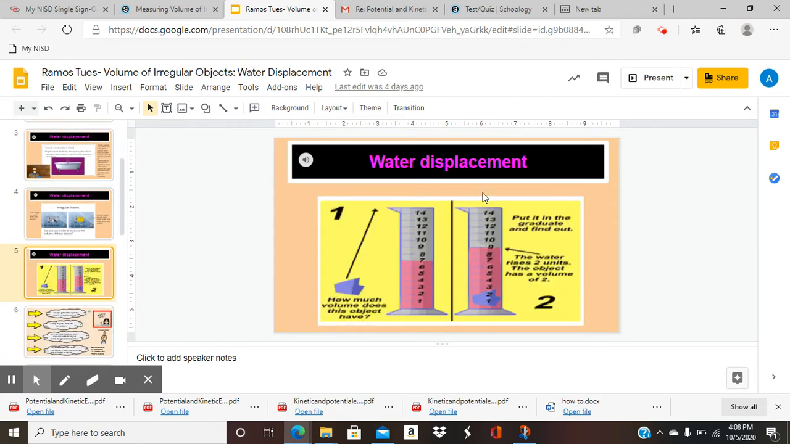Well, with water displacement, these are the graduated cylinders. So you will measure irregular objects using a graduated cylinder. In this first image, number 1, how much volume does this object have? Well, you're going to place that object inside the graduated cylinder, like in the image on number 2. The water rises 2 units. The object has a volume of 2. So just remember, in order to do water displacement with objects, they have to be irregular shapes.